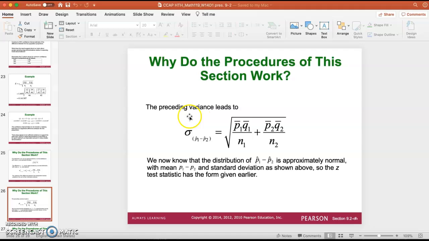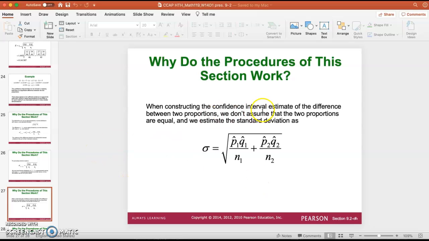And so that preceding variance leads to this standard deviation, where notice we're using the pooled proportions this time, equal to the square root of all those. And we know that the distribution of p hat 1 minus p hat 2 is approximately normal, with the mean of essentially the population difference of their proportions, and standard deviation as shown above. So the z test statistic has the form that was given earlier.